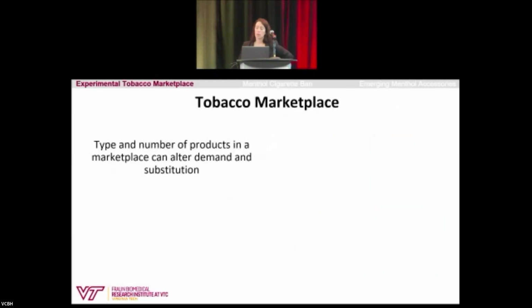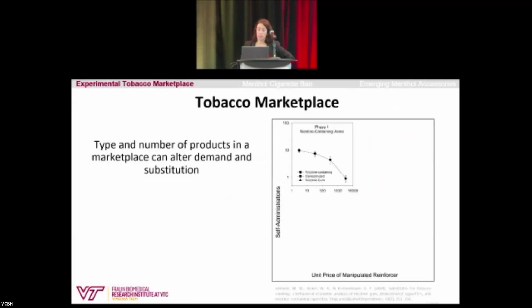So one important aspect to consider is that the emergence of new products and technologies significantly alters the relative reinforcing efficacy of each product. And this study aims to illustrate this impact, the same study that Matt just showed you. This is a methodology that requires people to come to the lab and work to get cigarette puffs and other products in daily open sessions. On the y-axis, you can see the number of self-administrations, and on the x-axis, the unit price of cigarette puffs.